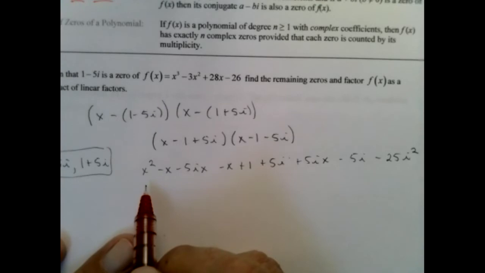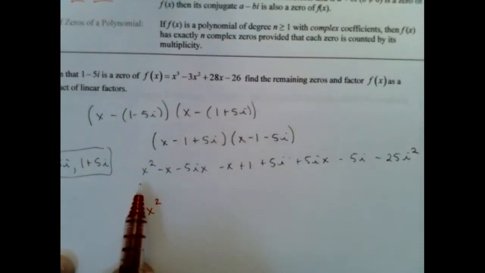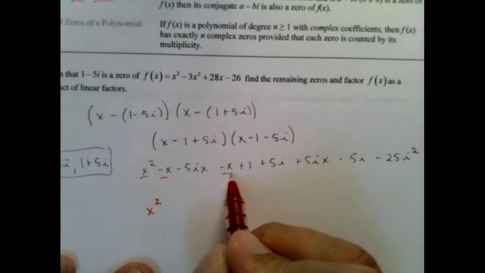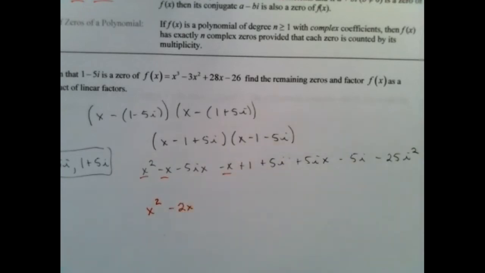All right, so here's what I have. I have my x squared. Boom. There weren't any other x squareds. I have minus x and minus x, okay? Minus 2x.